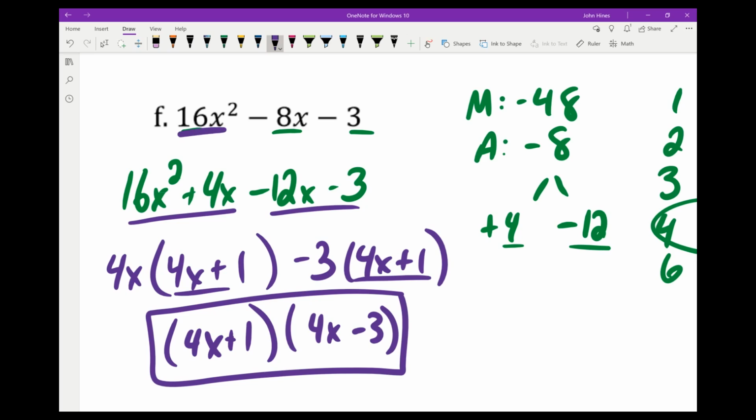This technique works when you have 3 terms that need to be factored. When you have 3 terms that need to be factored, this is the technique you're going to use. And it's going to be an important technique, so make sure you've mastered this skill.